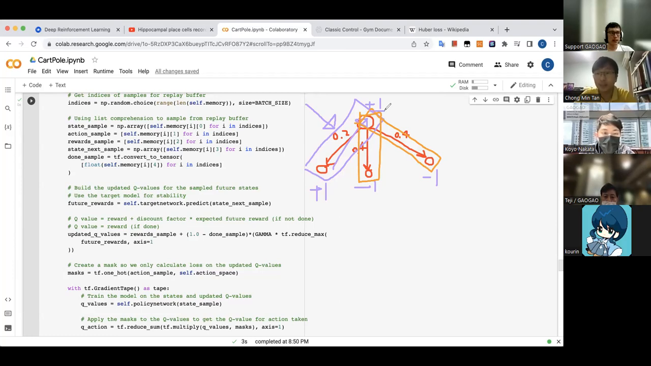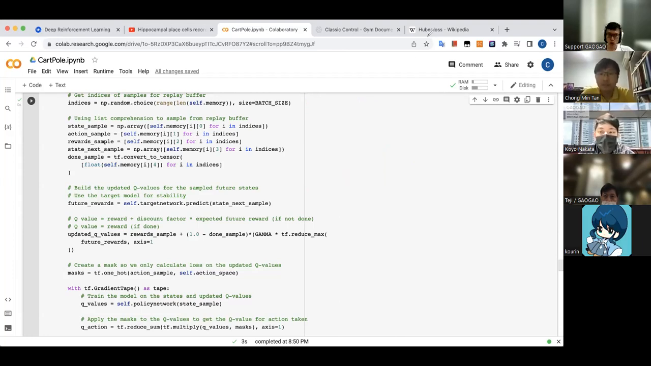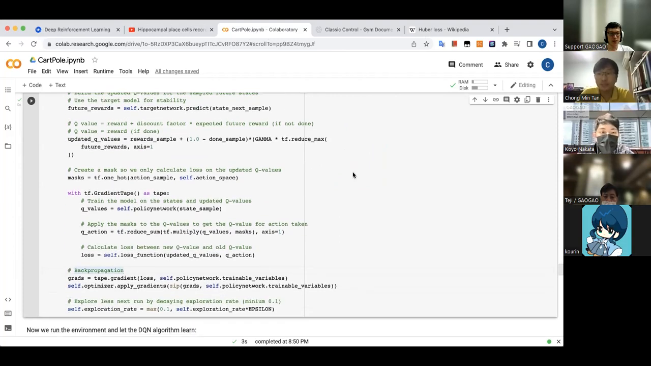So actually you play the game many times to get the memories, to get the snapshots of the memories and the outcomes. Then you train it. So it's not actually training when you're playing the game. Yes, you play the game first, then you train later.